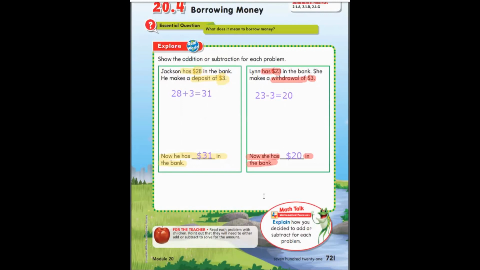Ok, ya repasamos lo que era deposit, que es ponerle más a tu cochinito, a tu piggy bank. Y ya recordamos también que era withdrawal, que es sacarle a tu piggy bank o al banco. Okay, now we're going to work the next page.